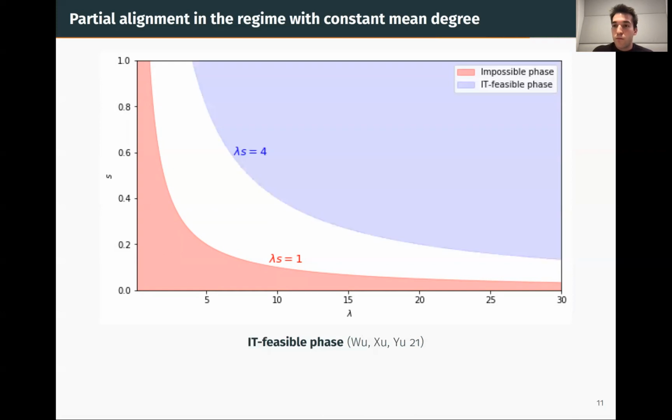So this is a previous result, and another one, quite recent as well, by Wu, Xu, and Yu, shows that when lambda s is greater than or equal to 4, then we can theoretically output an estimator that will achieve partial recovery with no computational constraints, however. This estimator can be, for instance, the solution to the quadratic assignment problem, which is exponential time, but still will output a positive fraction of the nodes. In this paper, we studied the polynomial time feasibility of this problem.